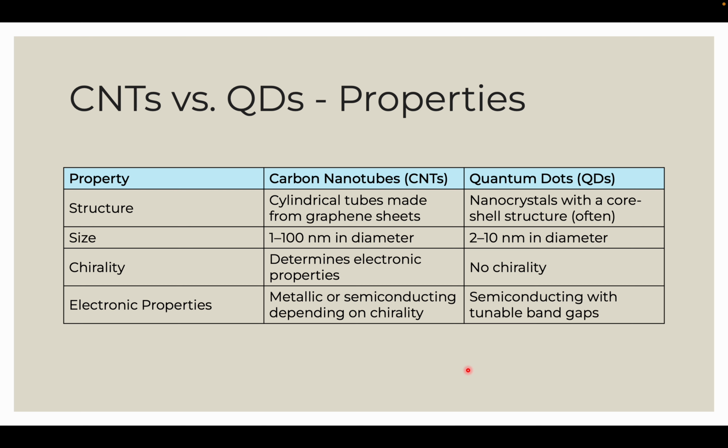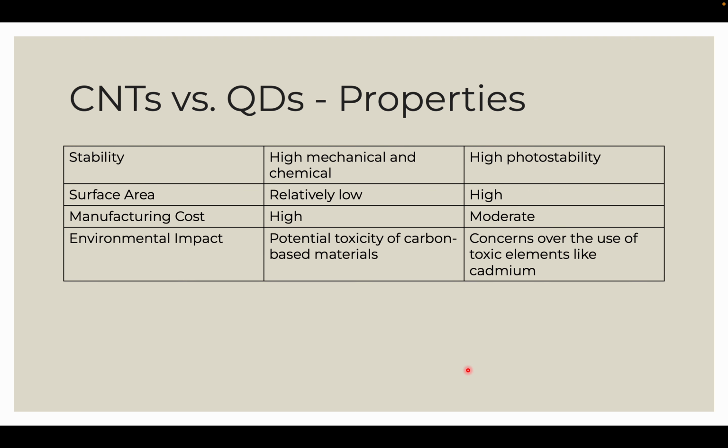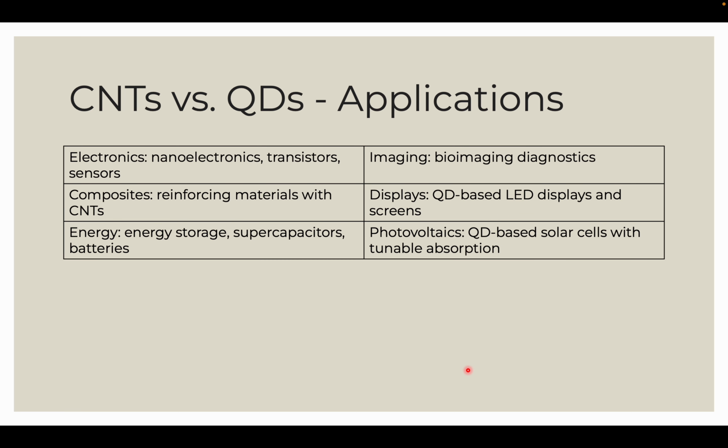This is just a table summarizing the differences between carbon nanotubes and quantum dots. So some of their applications. For carbon nanotubes, they have application in electronics, reinforcing materials, batteries, while quantum dots have more applications in bioimaging, LED displays, and photovoltaics because of their tunable properties. They can be used to make photovoltaics more efficient.